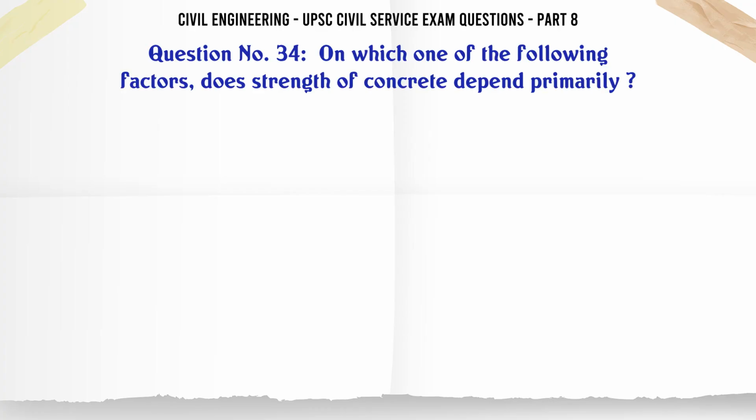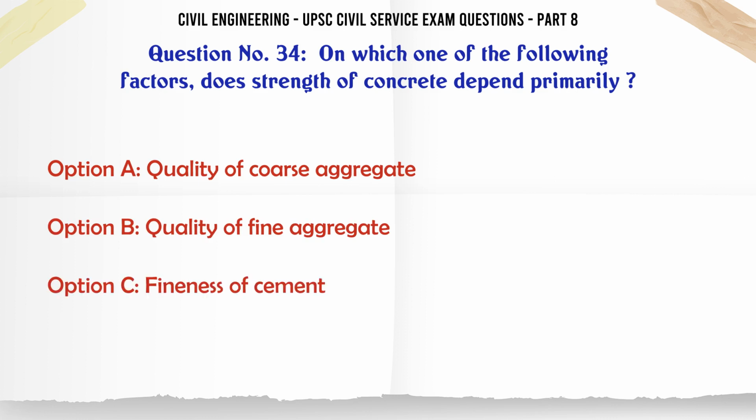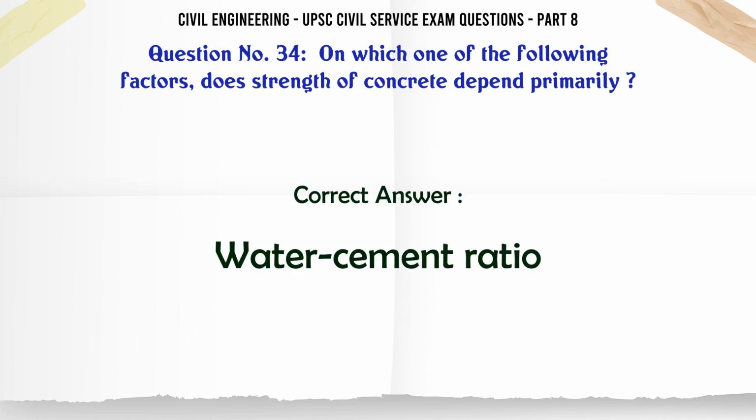On which one of the following factors does strength of concrete depend primarily? A. Quality of coarse aggregate. B. Quality of fine aggregate. C. Fineness of cement. D. Water-cement ratio. The correct answer is water-cement ratio.